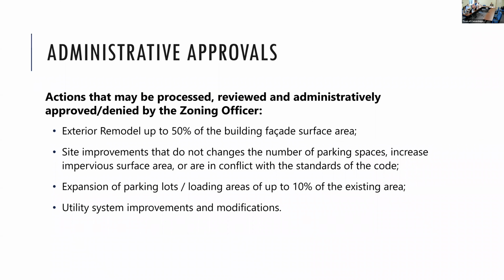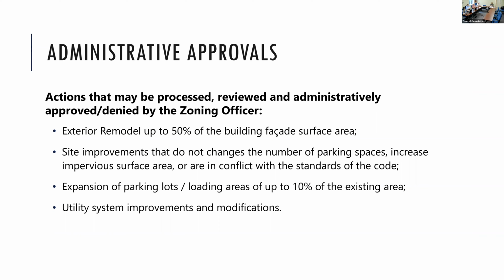So administrative approvals, these are those actions that may be processed, reviewed, and approved or denied by the zoning officer. Again, fairly limited in the scope of what can be administratively approved. A strictly exterior remodel up to 50% of the building facade area, like switching from stone to siding or whatever the case may be. But again, it needs to conform with the regulations. You can't just come in and do anything to the facade.